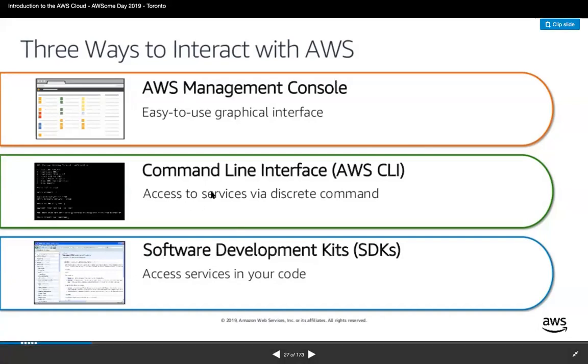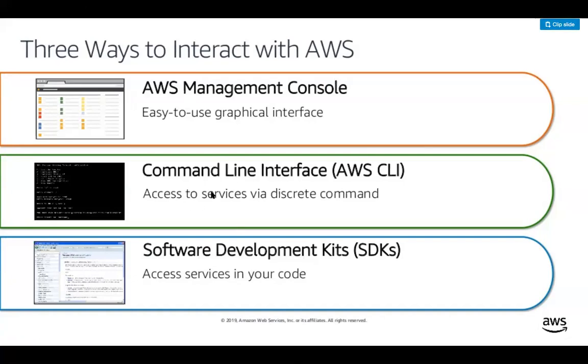There is a command line interface. You have to install the command line interface on your desktops, and then configure your user details in that. Then you will be able to pass commands and access or manage AWS resources. And you also have SDKs, software development kits. You can build programs using AWS SDKs, using .NET, Java, Python, Node.js and things like that.